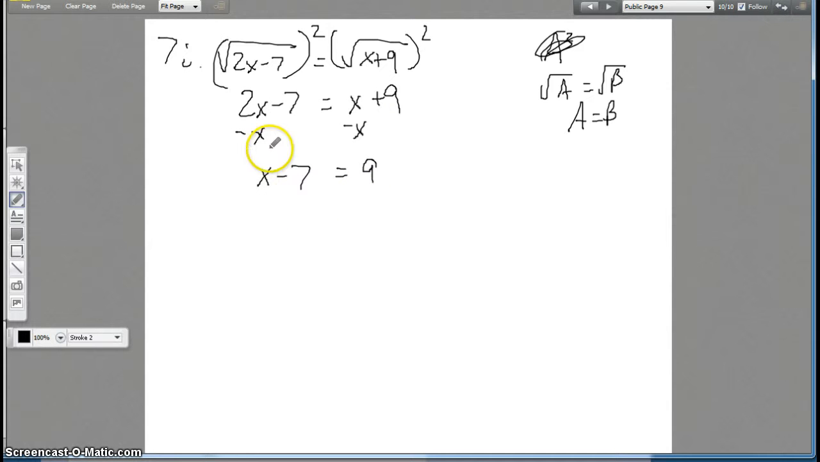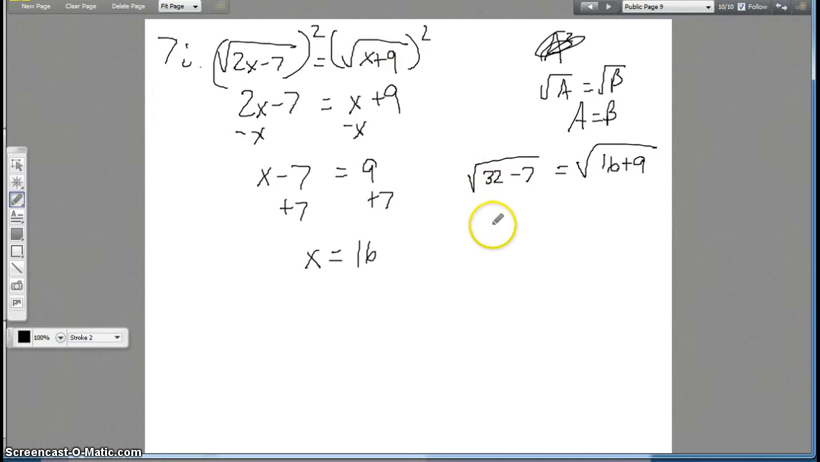Now, to get the x all by itself, I'm subtracting 7 right now, so I need to add 7 to get rid of that. So on the left side, I will end up with just x, and on the right side, I will end up with 16. Now, I don't know that this really works until I try it back in my original equation. So we have the square root, 2 times x, that's 2 times 16 is 32, and then it says minus 7, is equal to the square root of x is 16, and then plus 9.